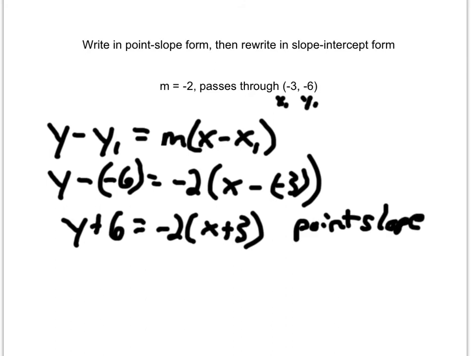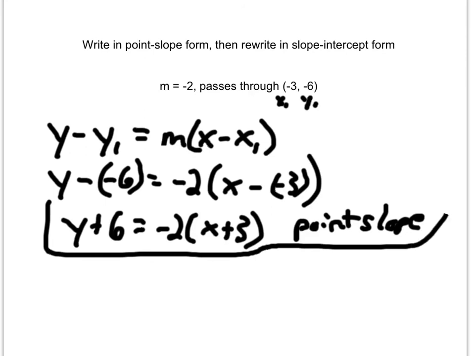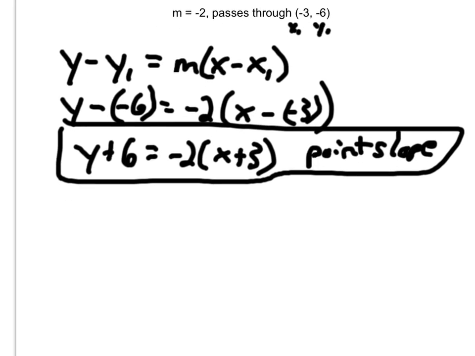Okay, well, another good thing about these, we can take point slope form and rewrite it into slope intercept. Okay, so here's point slope. Now let's talk about how to write it into slope intercept form. So we're going to take the point slope form and rewrite it here.